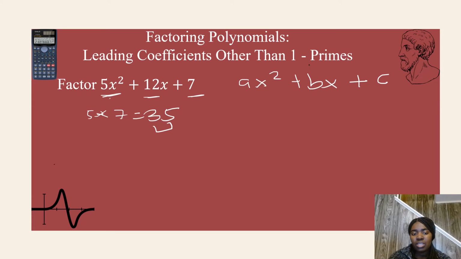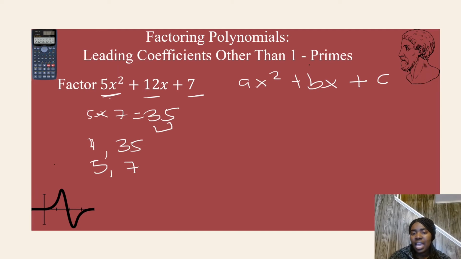So we know that the factors of 35 are 1 and 35, okay? Then we have 5 and 7. These are our possible factors. You could also maybe have negatives, but remember this is positive, so you're not going to have a negative here. Okay, so we found 1 and 35 and then 5 and 7.